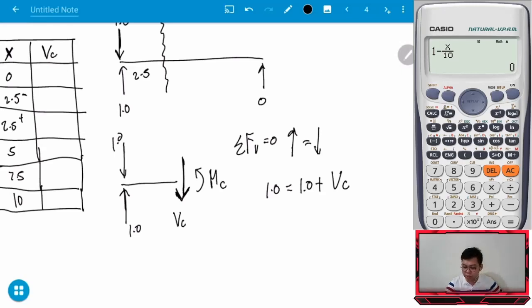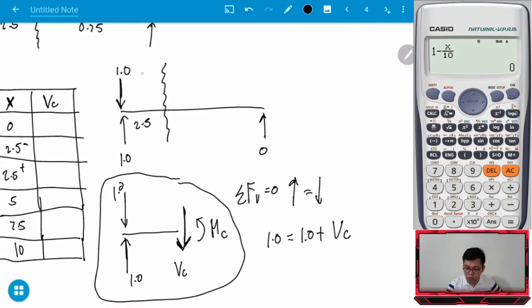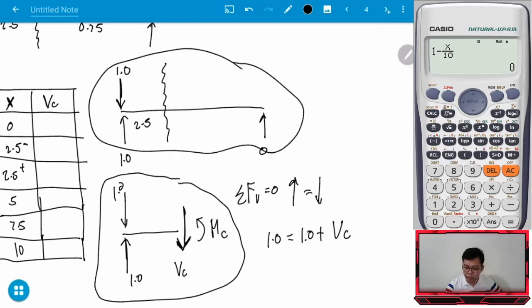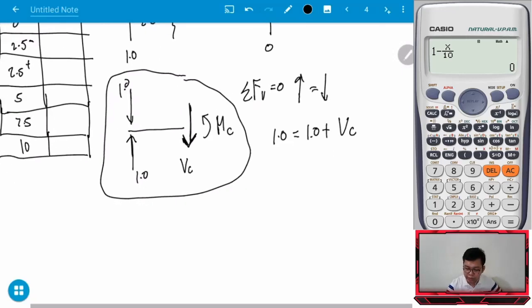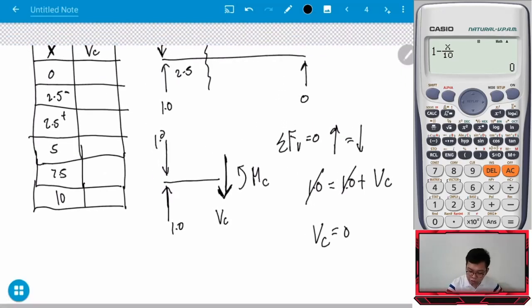Tingnan nyo. By the way, ito yung free body diagram na tinutukoy ko. Huwag nyo nang pansinin to. Wala na to. You will consider this. So agree lang kayo dito na ang VC daw is actually equal to 0. Cancel out. Agree? Okay lang?